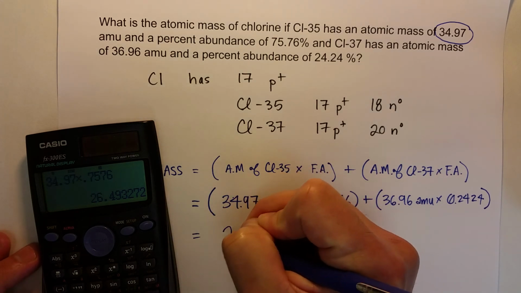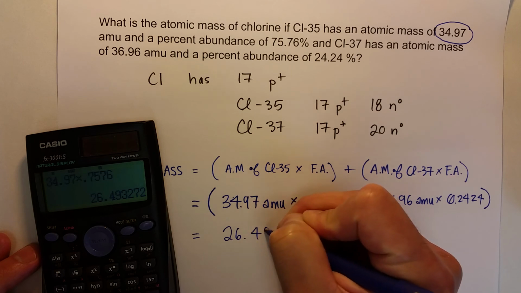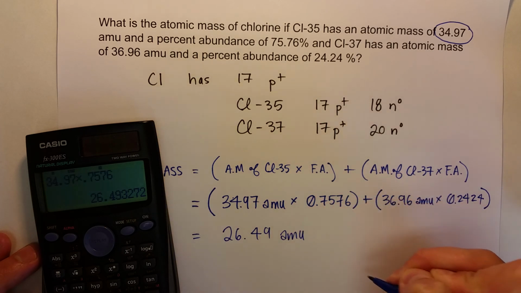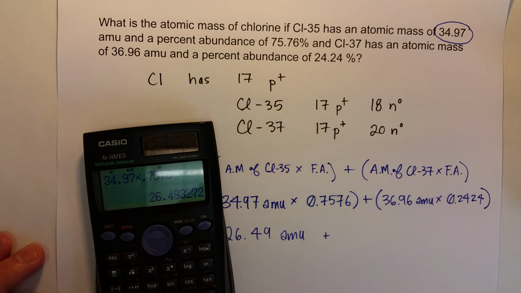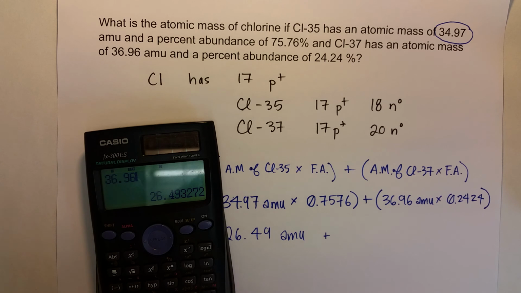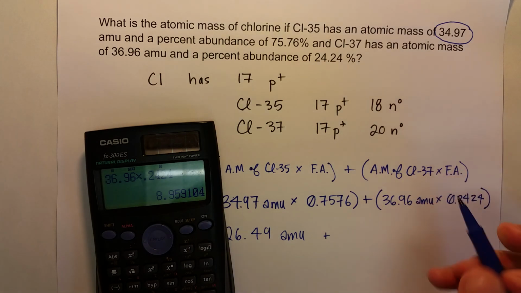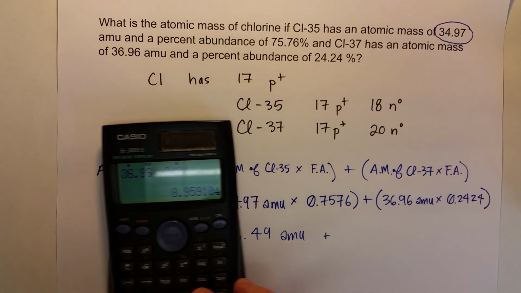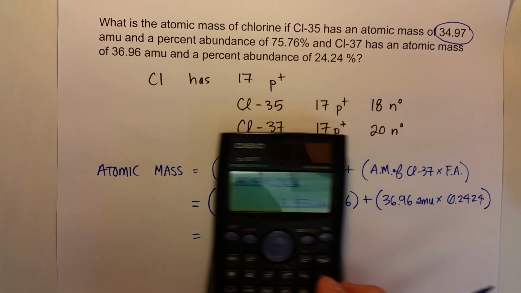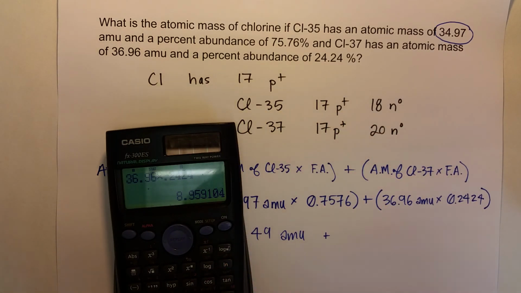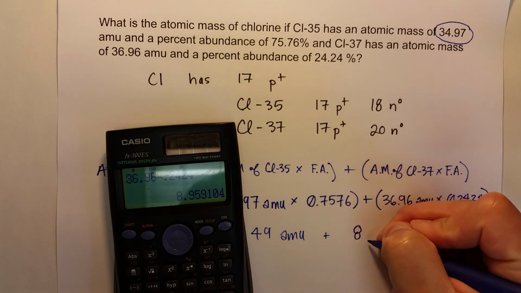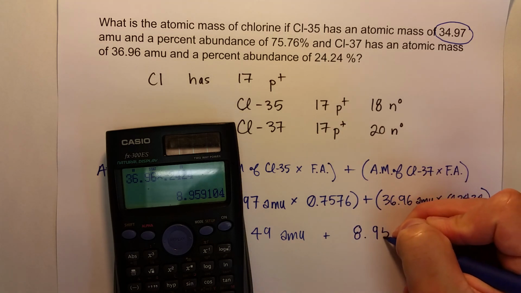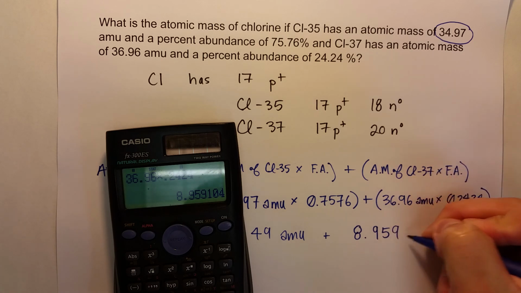So this is 26.49 AMUs plus this value. So 36.96 times 0.2424 will give us a mass of 8.959104. And of course we need to cut that down to 4 significant figures as well. So that's going to be 8.959 AMUs.